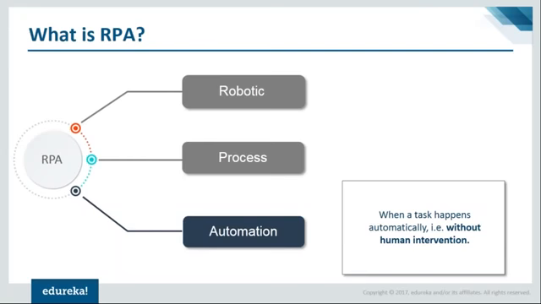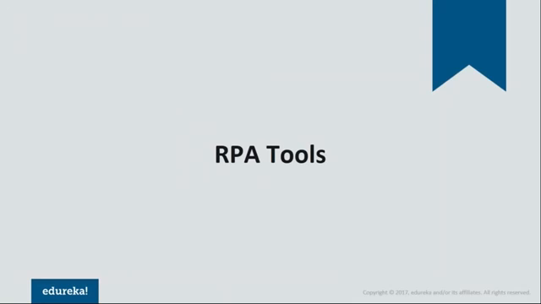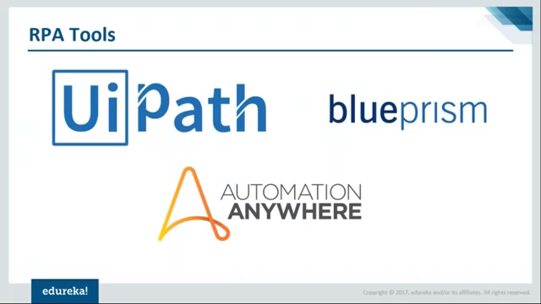All right. So now that we have understood the definition of RPA and why we need RPA, and we saw how RPA can work, let's go on and understand the different tools using which we can actually implement the RPA technology. As of now, there are three tools which are at the top of the ladder: UiPath, Blue Prism, and Automation Anywhere. These are the three best tools in the RPA world.